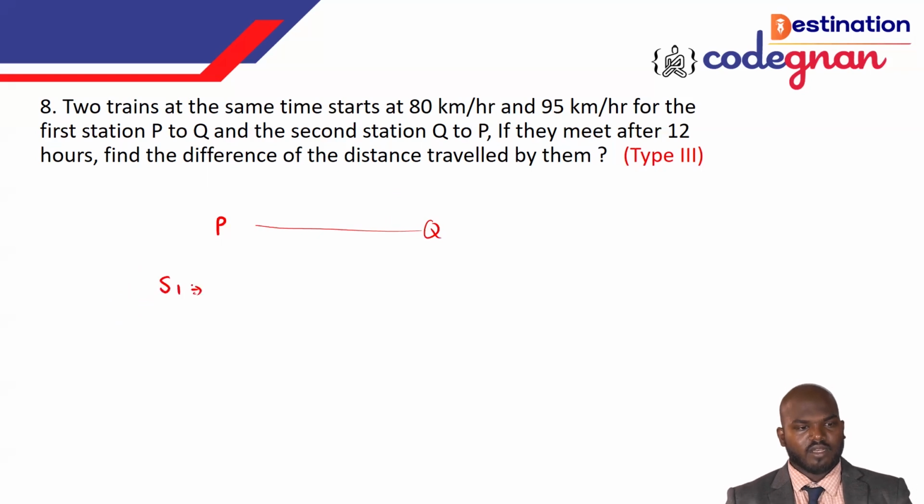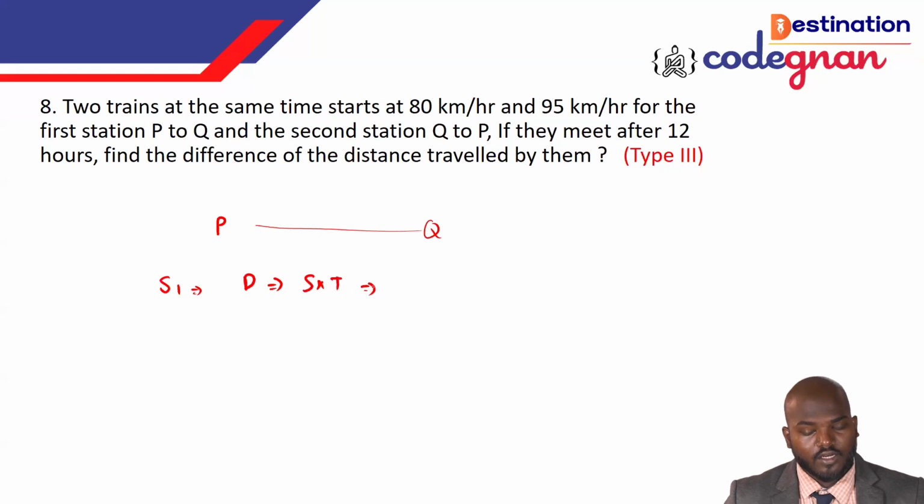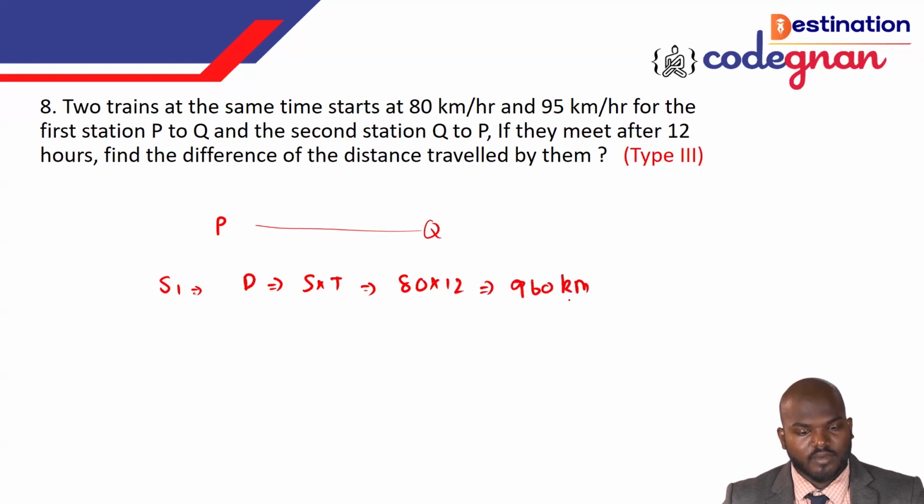So it is given in kilometer per hour only, right? So the time is also given in hours only. So if I use it, speed is equal to distance by time. The distance I don't know, but they have given the speed here. So if you want to find the distance, you can use the formula speed times time. 80 times 12, you can call the value, that is 960. We will get it. So 960 kilometers was traveled by the first train.